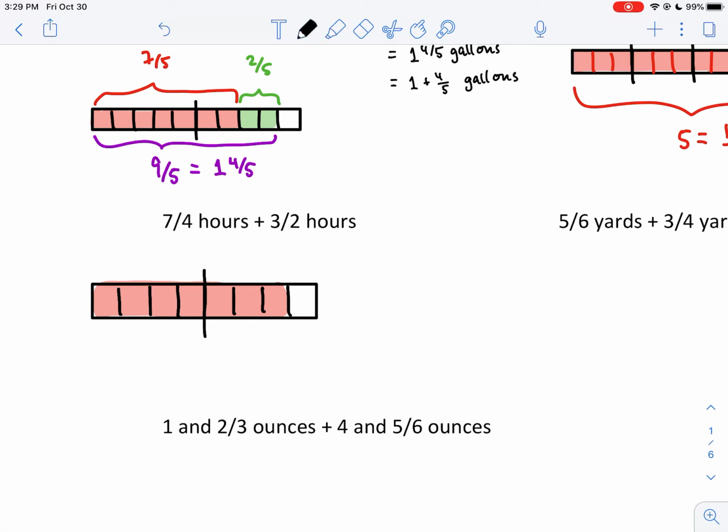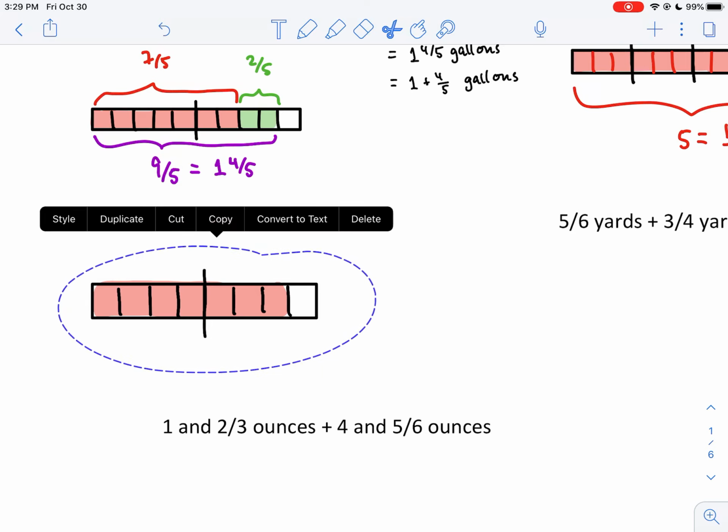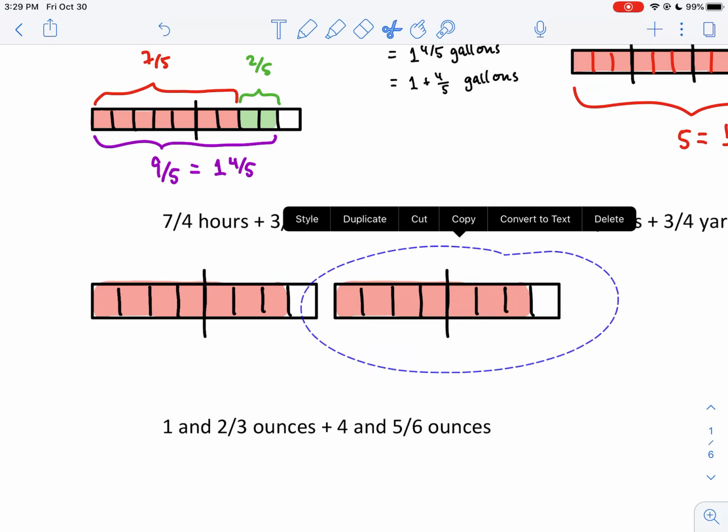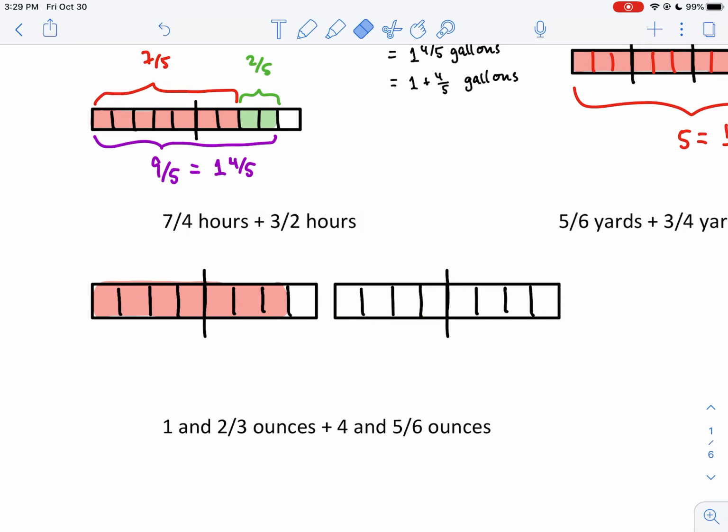And to this, we're going to add 3/2. Let me actually just copy this, paste it, and delete some things in here. Okay, so now we're working with halves. So there's a half and a half, and there's another half and a half, and we have 3/2. All right. So 7/4 plus 3/2.